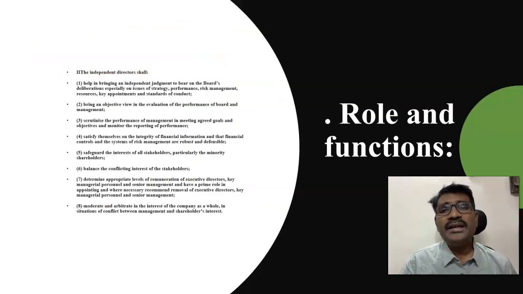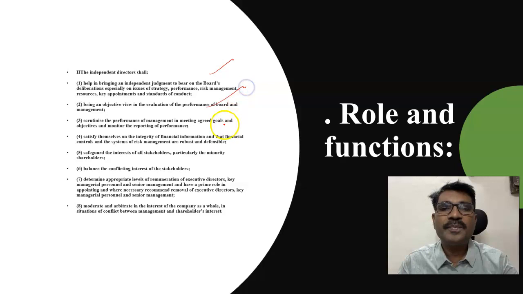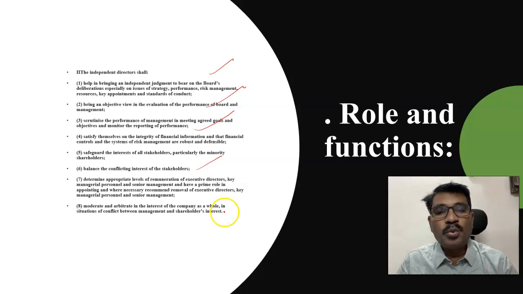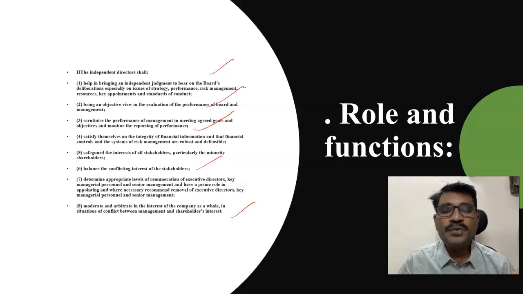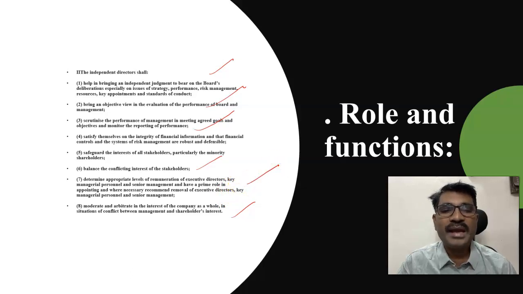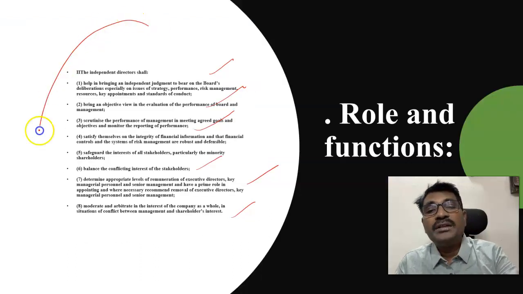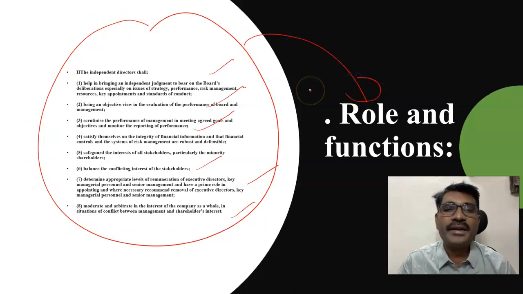Then the directors shall act independently and exercise independent judgment, scrutinize the performance of management against agreed goals, balance the conflict of interest of the stakeholders, moderate and arbitrate in the interest of the company as a whole in situations of conflict between management and shareholders' interest, and determine appropriate levels of remuneration of executive directors, KMP and senior management. This is what they talk about as the role and functions of independent directors.